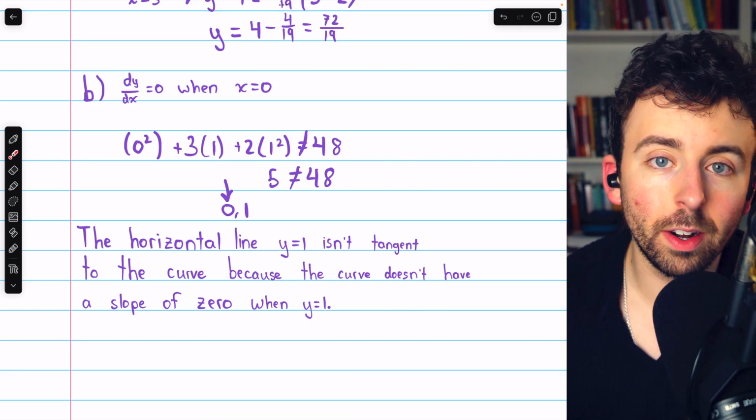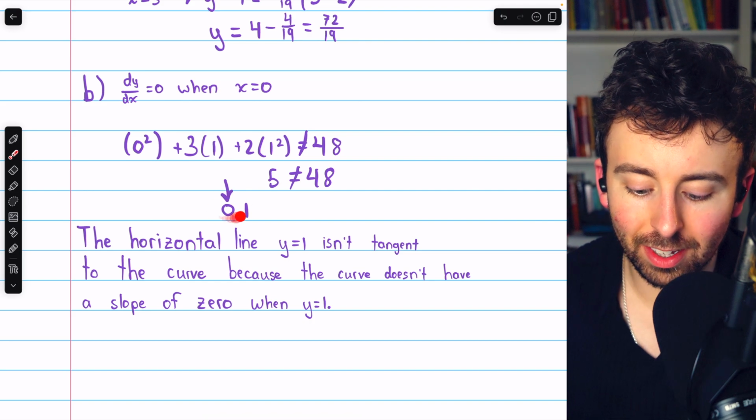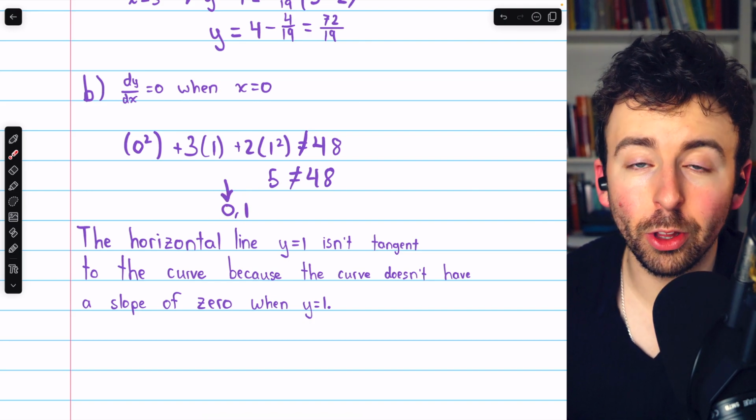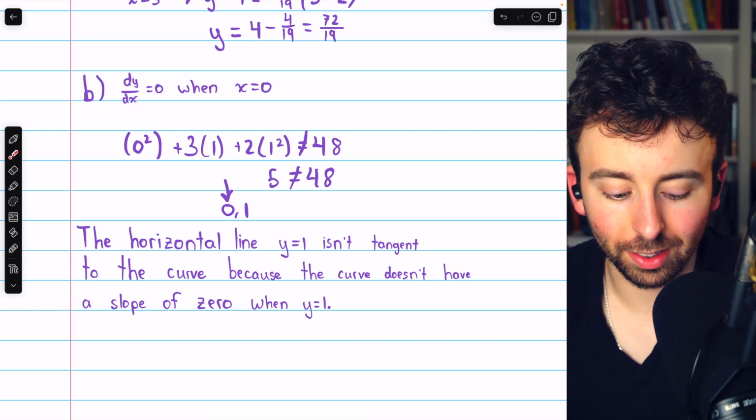When y equals 1, we see that x can't be 0. This point is not on the curve. And since x can't be 0, the slope can't be 0, so not a horizontal tangent.